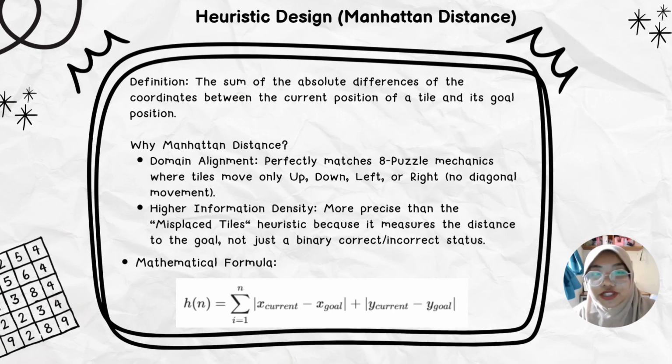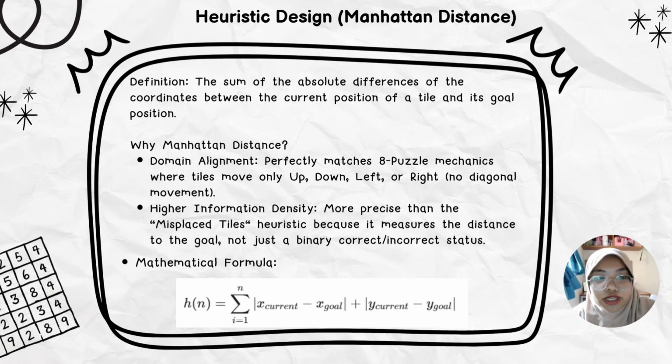Okay, now we move to the heuristic design. We chose Manhattan distance as our calculation for the 8 puzzle. We start with the definition: the sum of the absolute differences of the coordinates between the current position of a tile and its goal position.